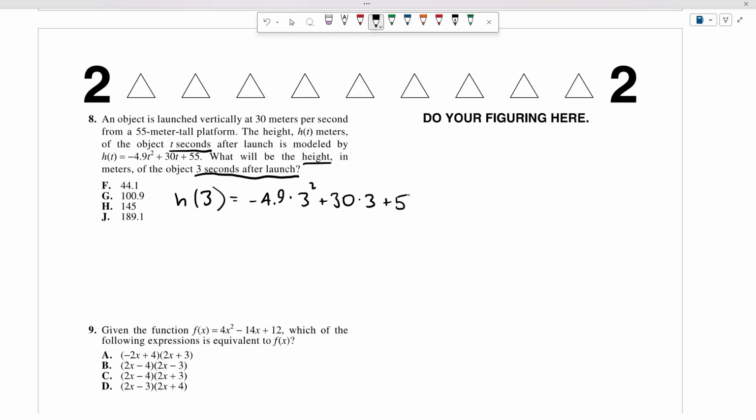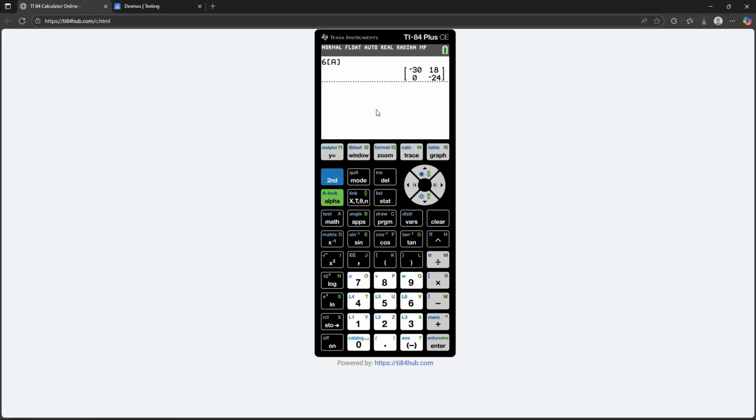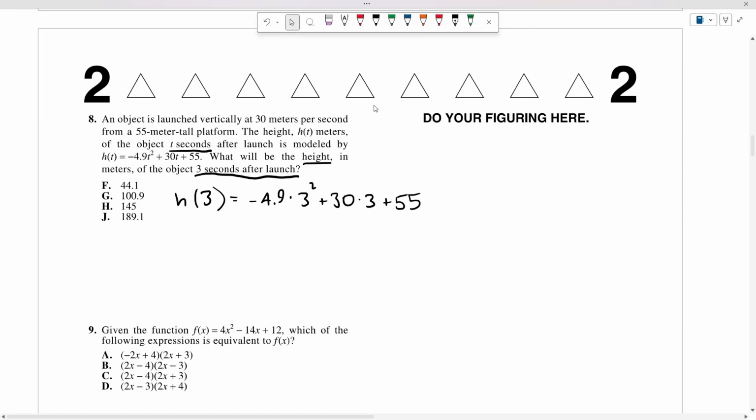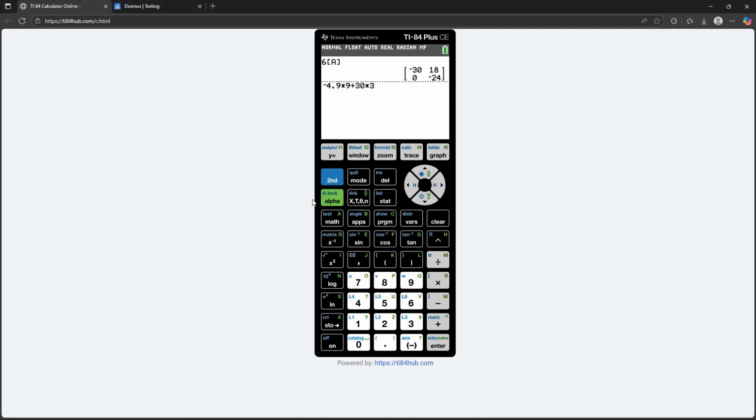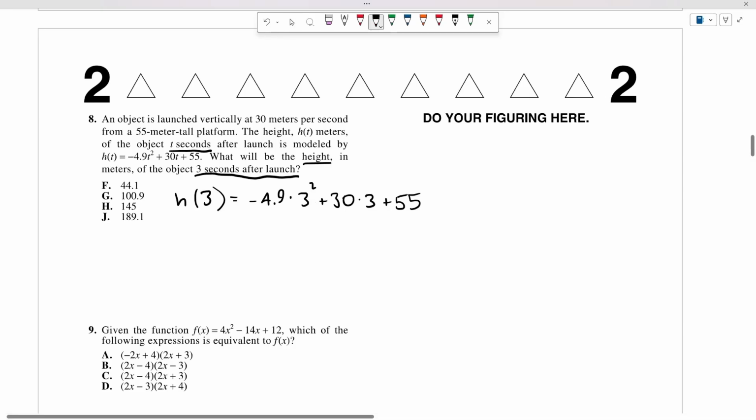And voila, I can just put this right into my graphing calculator, okay? I'm just gonna do negative 4.9 times 9 plus 30 times 3. This 9 over here, right? This 9 is from the 3 squared, right? Don't get confused. It's 30 times 3 plus 55. That gives you 100.9. Cool. That's my answer. Okay.